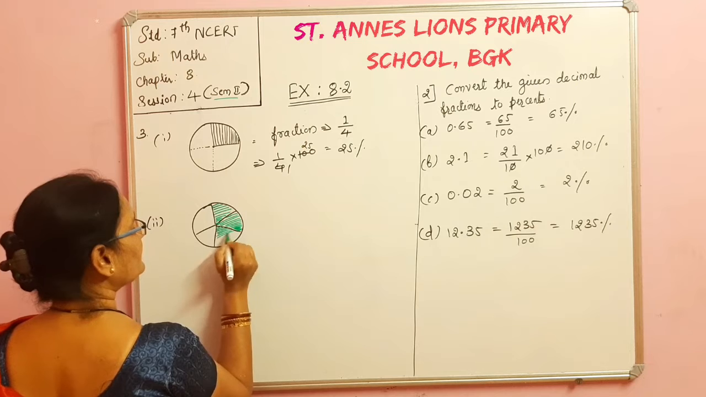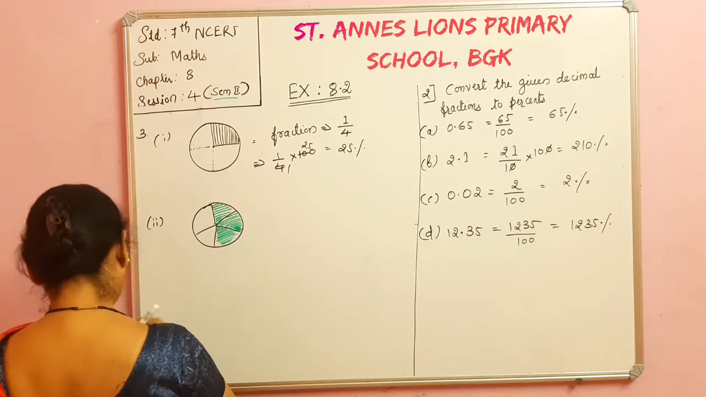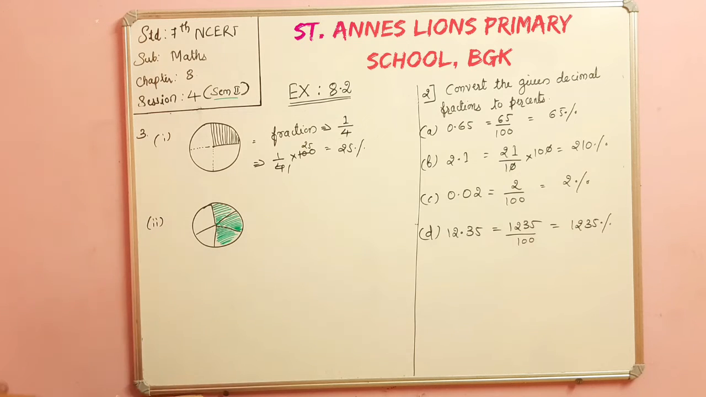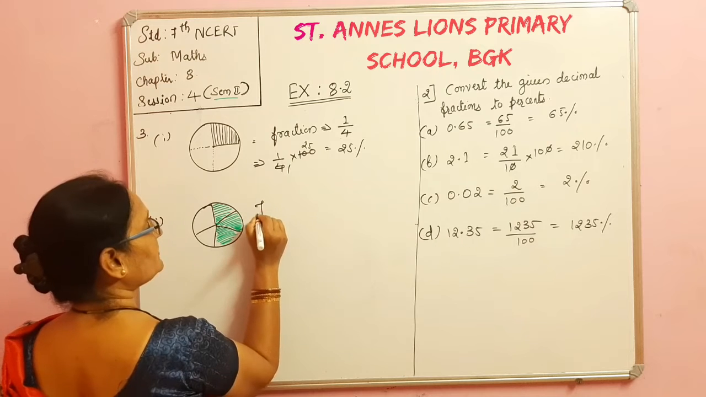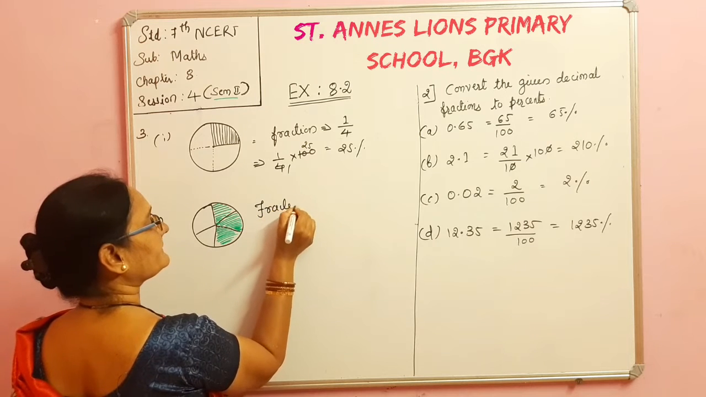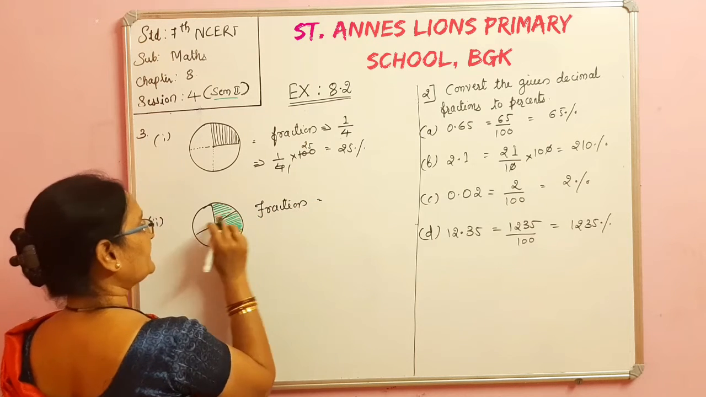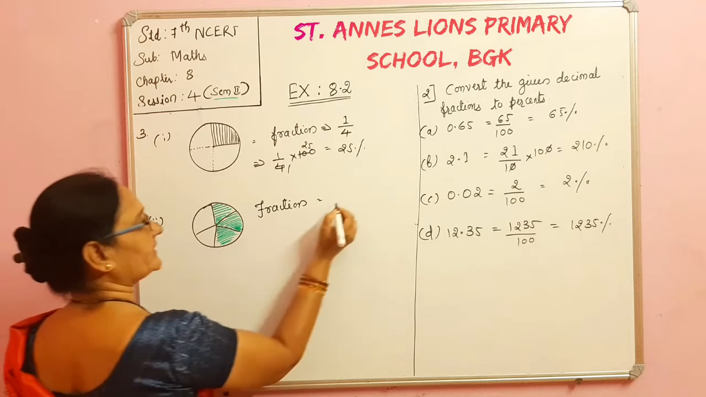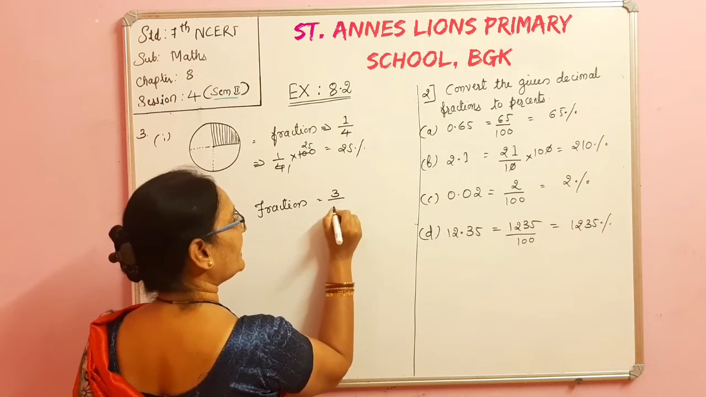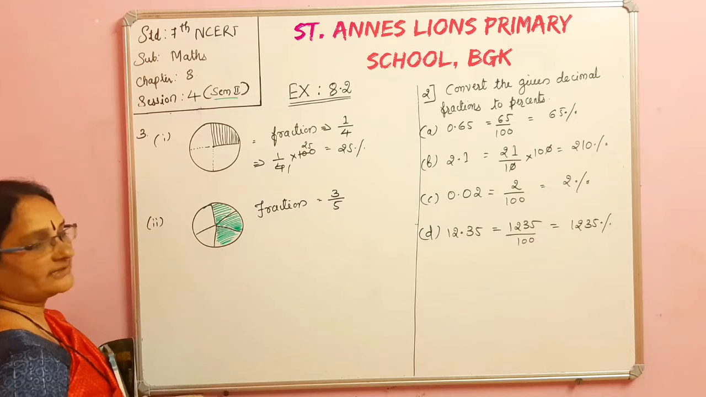Three parts are shaded. Now we write the fraction for the given figure. What is the fraction for this? How many parts are there? 1, 2, 3, 4, 5 are there. Out of 5, how many are shaded? 3 are shaded. 3 by 5 is the fraction.